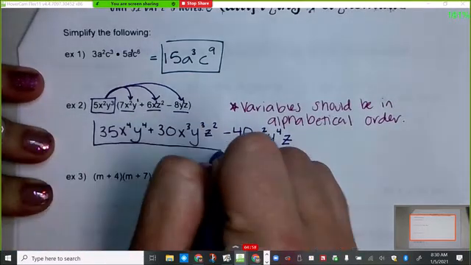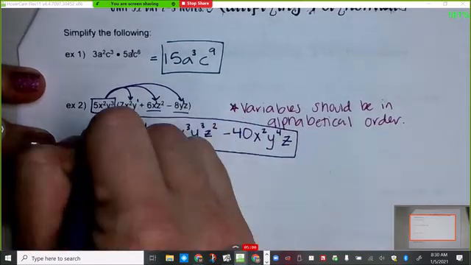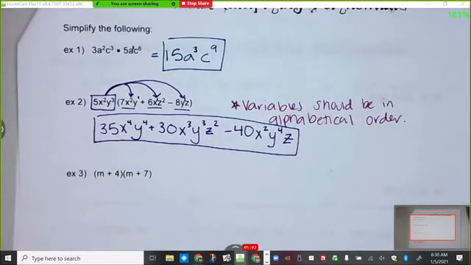So I want you to realize the second two terms, yes, they both have x, y, z, but what makes them not like terms? The exponent. It has to be the same variable and exponents to combine them. The exponents are different, therefore we cannot combine them. Any questions there?